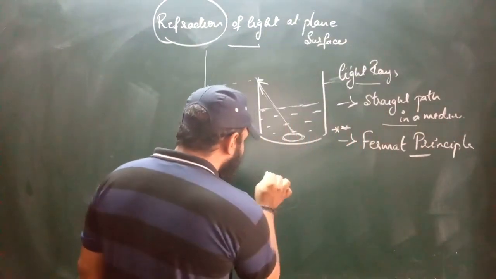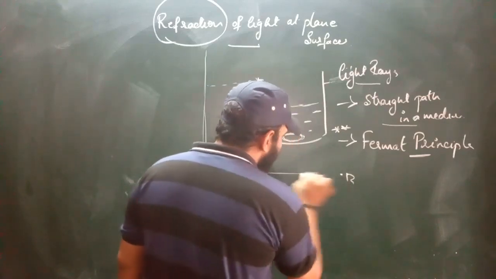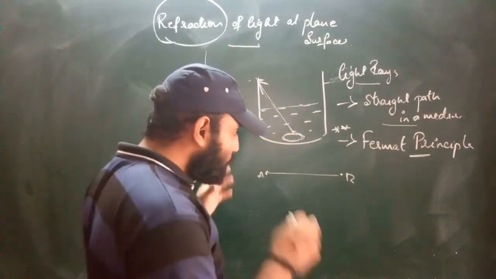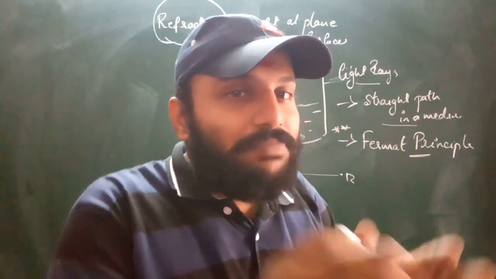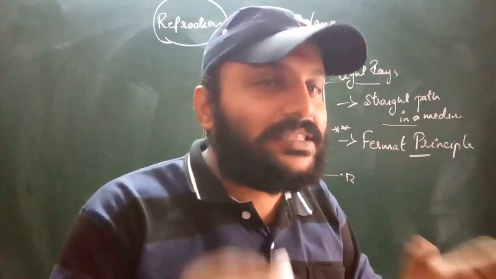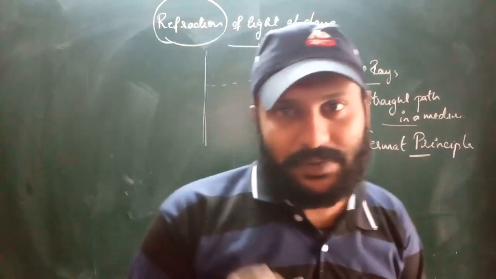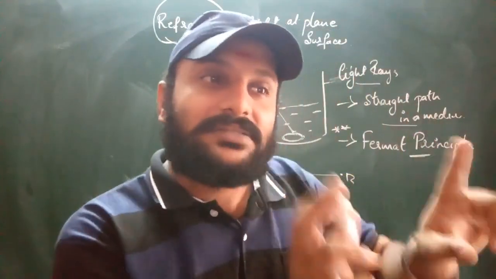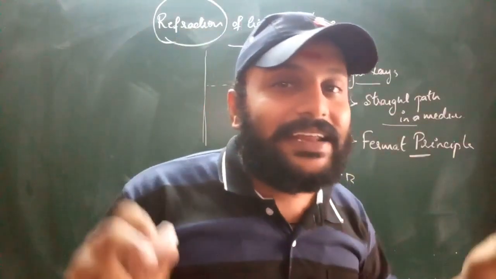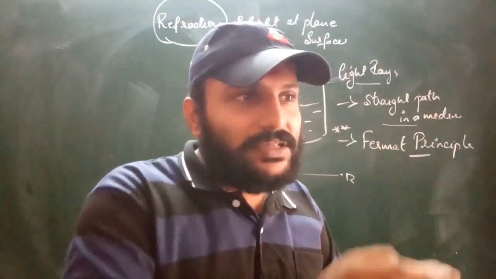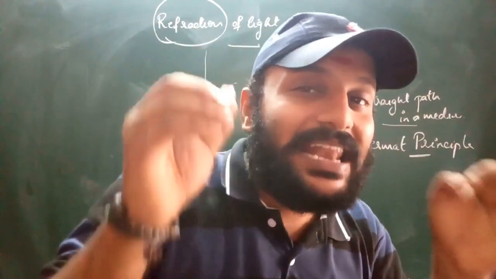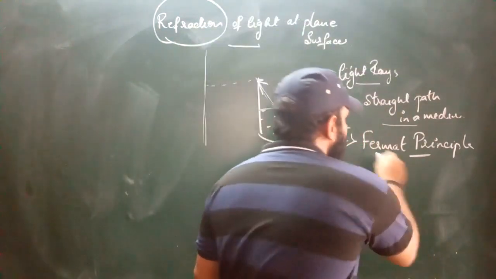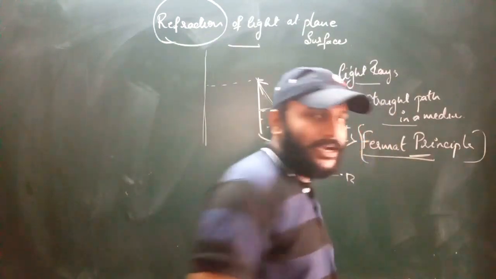Think that this is A point, this is B point, and now the light ray wants to travel. So here the Fermat principle says that light ray always takes a path between the points which has very less time to travel. There will be different directions of light rays, and among those, the light rays will choose only that path which has very less time to travel. That is called Fermat principle. Very important concept. Understood what is the Fermat principle?